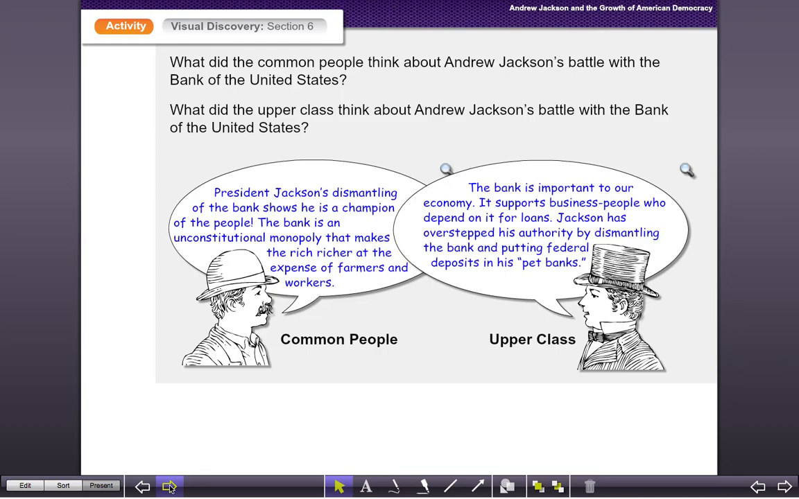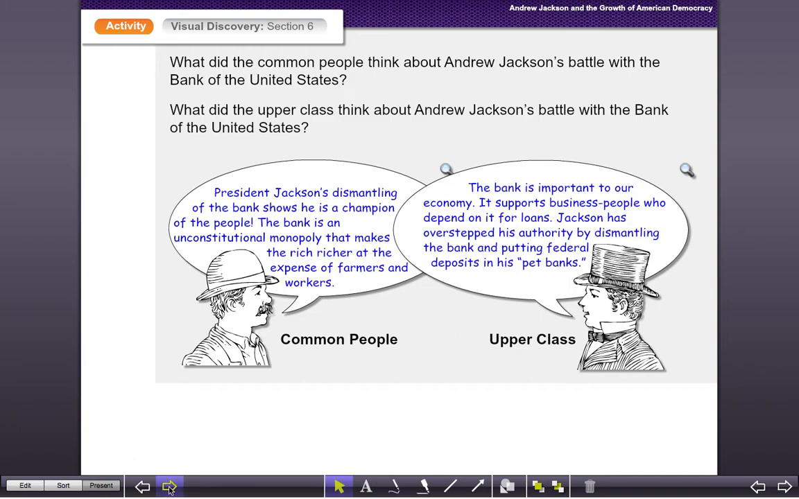So we have to take a look, and you have to decide which side of this you fall on. Do you think that the common people are right and you agree with Andrew Jackson and that the money should be spread out to some of these state banks, or do you agree with the upper class and see that this might not be the best for the economy because these business people in these established areas in the East need it to keep their businesses up and running? So those are some things that you need to think about here. Remember, does this promote democracy or not?